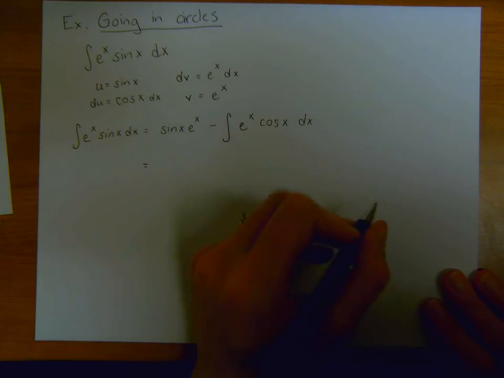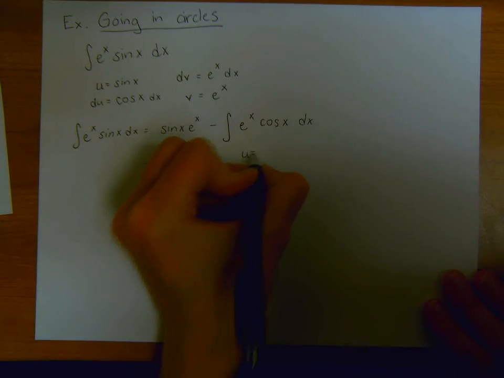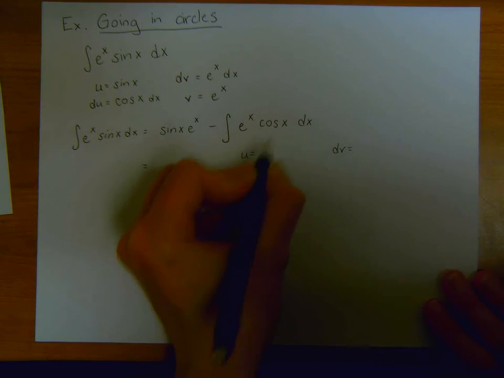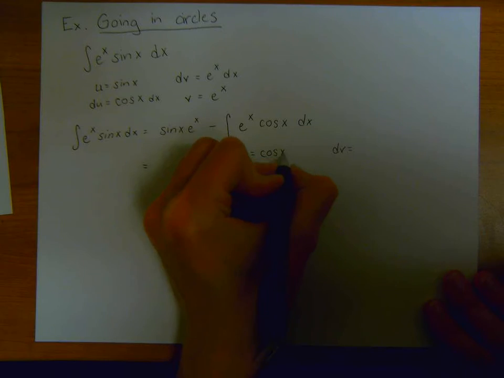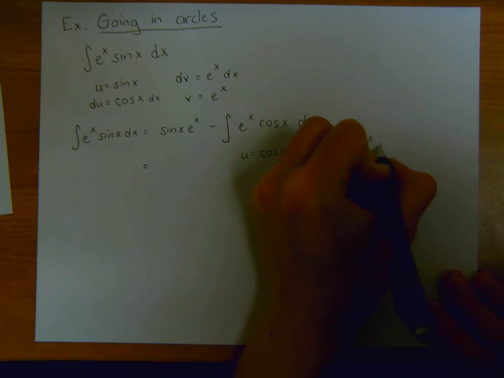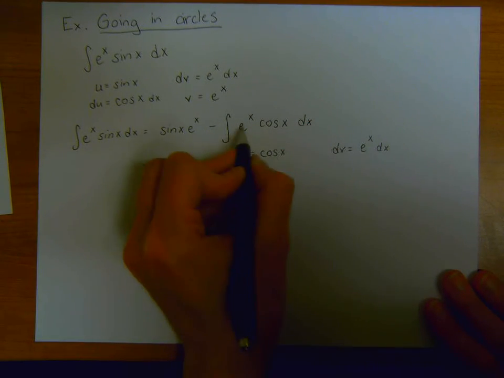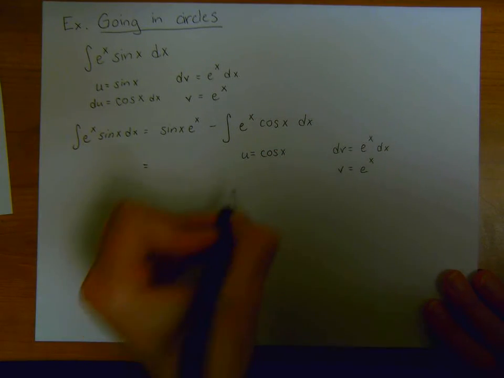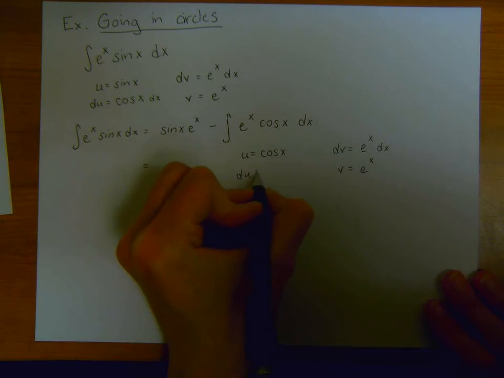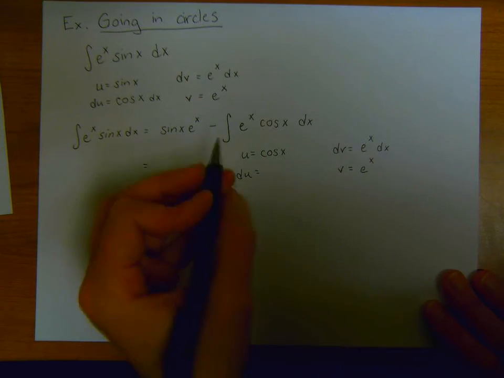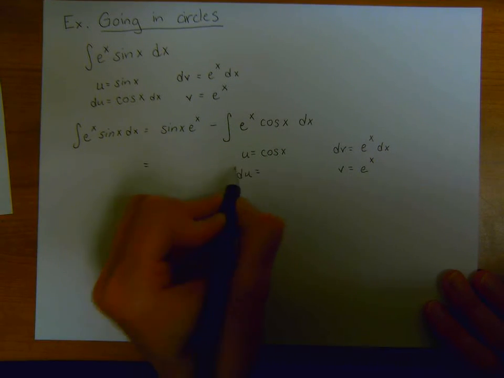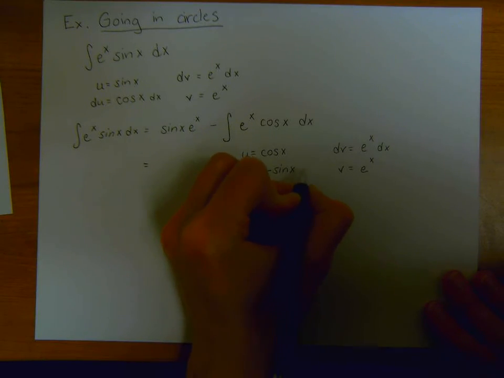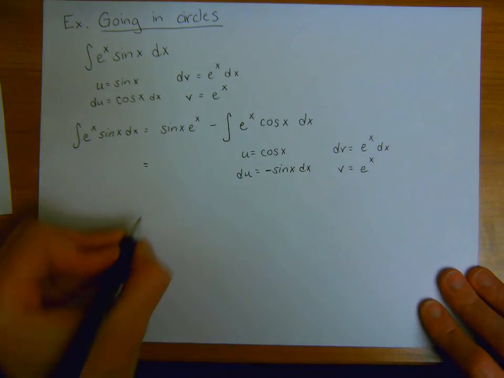I'm going to do integration by parts a second time with a similar sort of setup. I'm going to let my u equal cosine x, and I'm letting my dv be e to the x dx because I want to do an easy antiderivative. I don't like antiderivatives as much as I like derivatives. So my easy antiderivative is e to the x. The derivative of cosine becomes negative sine of x dx.